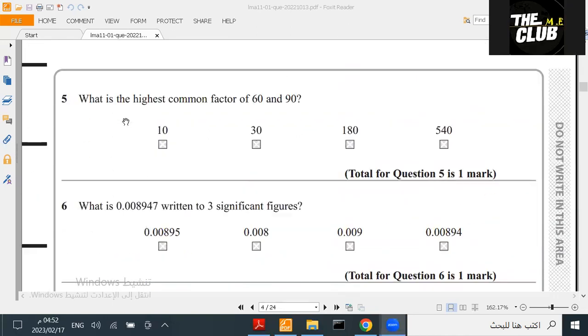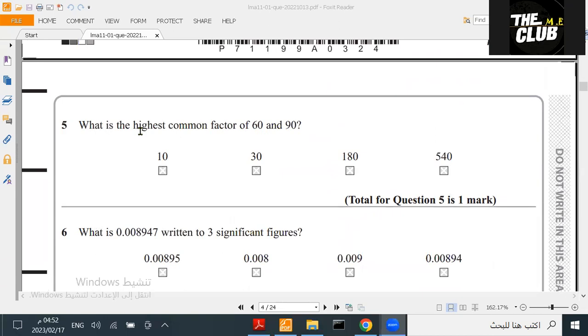Question 5. What is the highest common factor of 60 and 90? So to find the highest common factor, we have to do what? Very good. We have to find the factors. Yes, let's do this.